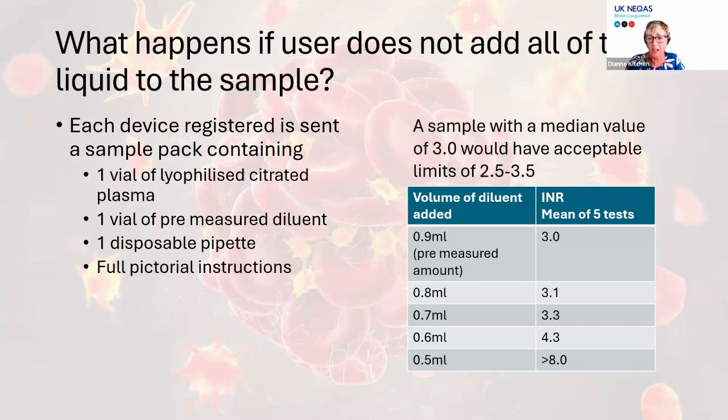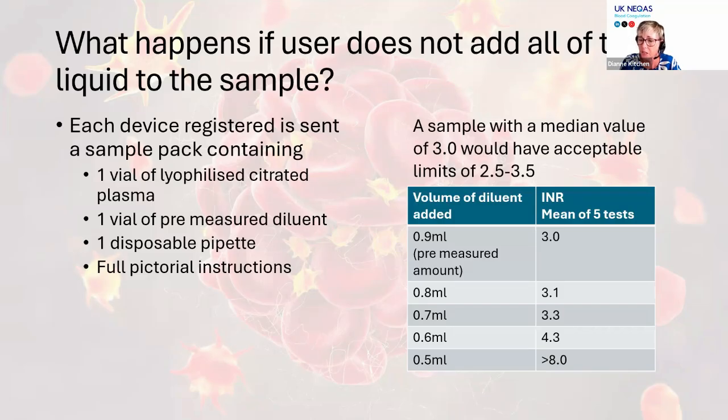So I looked into this, what effect would it have if you didn't use all the liquid, because I suspected that that was what was happening. So I said earlier that we need to transfer all the liquid. And so this is a little test that we did within our lab, and we tested it 5 times, and this is the mean result of the 5. And this is the result if you add all the 0.9 mils.